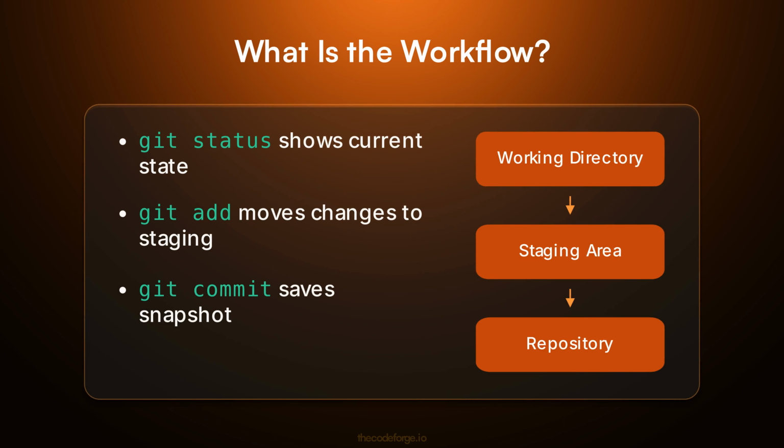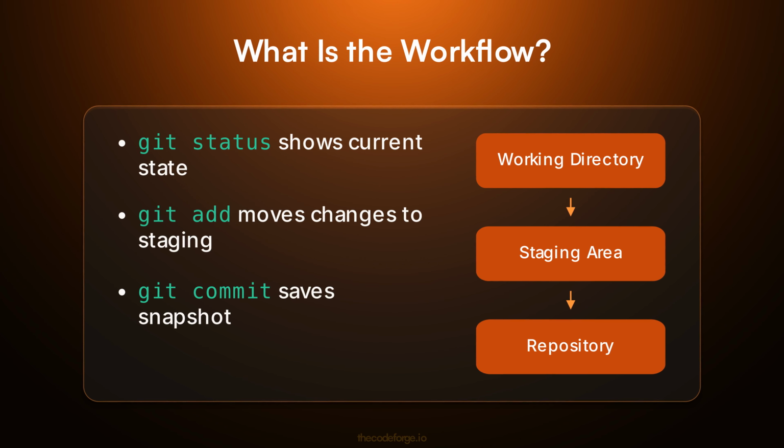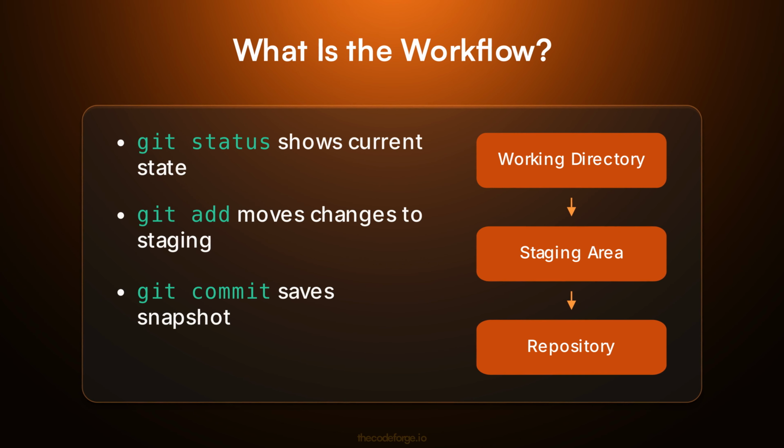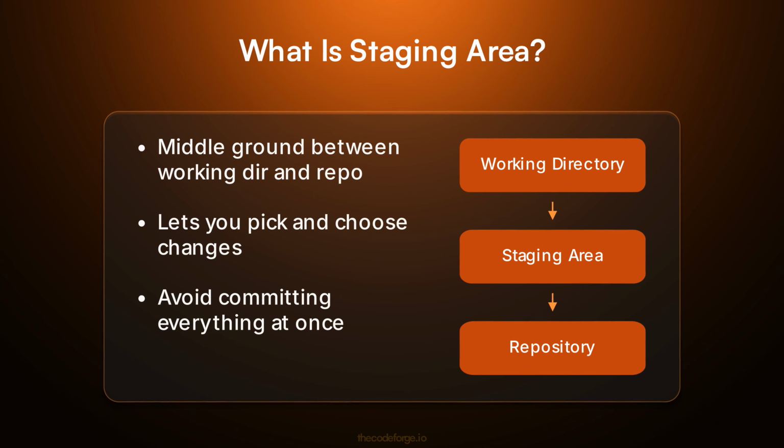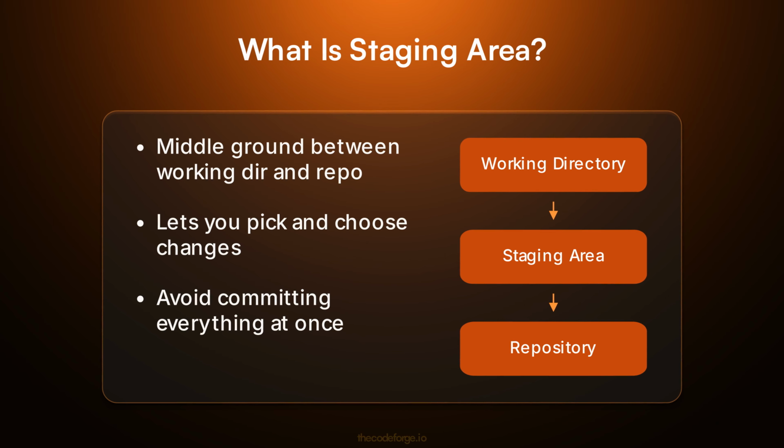failure. Think of Git like a photographer at a wedding. Your working directory is the dance floor. Git add is like telling the photographer to capture a moment. Git commit is the click of the shutter. Git status is the assistant telling you which moments are already captured. The staging area is Git's middle ground. It lets you commit only specific changes, like fixing a bug in one file while leaving experimental changes unstaged.